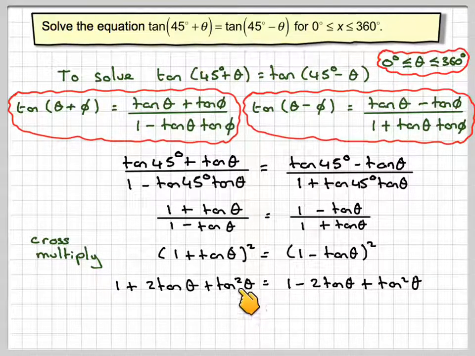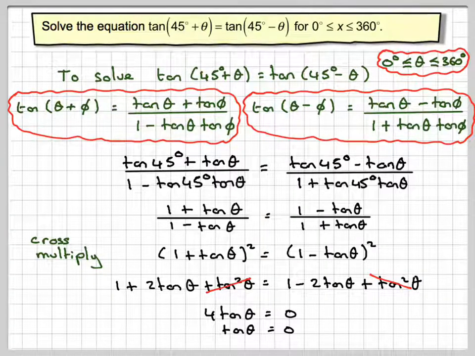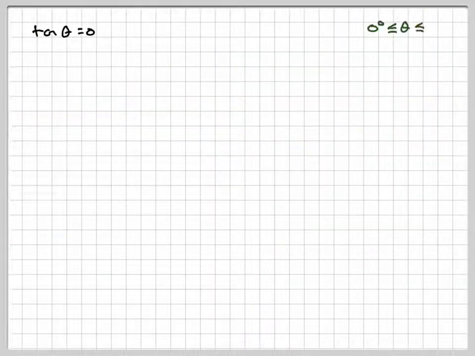If we take this over here, it will cancel, so these two will cancel out. And then if we collect tan θ on this side, we're going to get 4 tan θ, and taking the ones over here, we will get 0. Therefore tan θ is equal to 0. So we need to work out where tan θ is equal to 0 between 0 and 360.